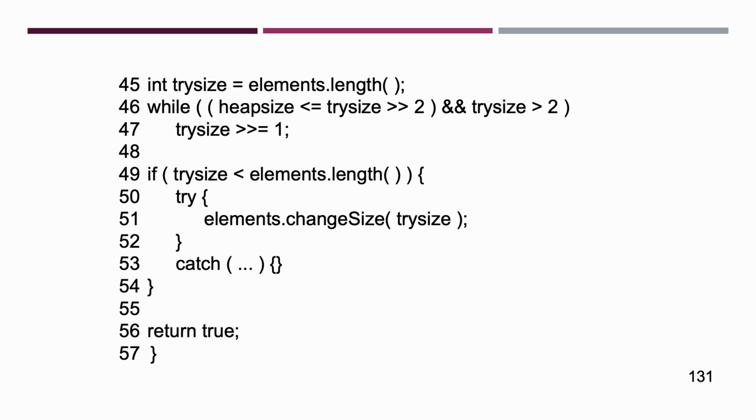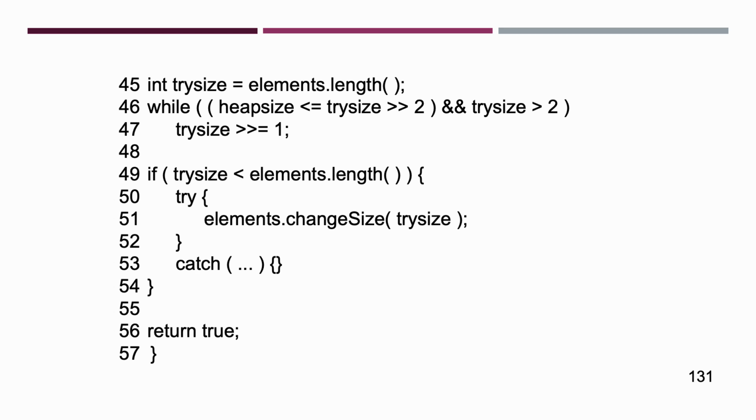Then a while loop for downscaling. The while loop attempts to scale down try size to the nearest power of 2 as long as the current heap size fits within a quarter of try size, and if try size is greater than 2. By performing a right shift, we reduce try size by a factor of 4 in each iteration, ensuring that the array doesn't waste unnecessary memory. Then once an appropriate size is determined, we check if try size is smaller than the current length of the array. This ensures that resizing only happens when it's beneficial.